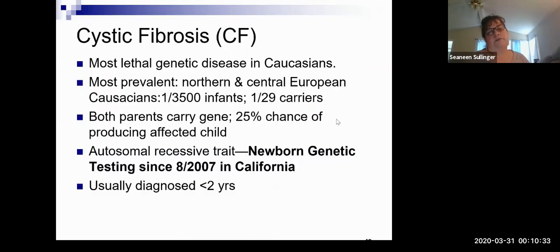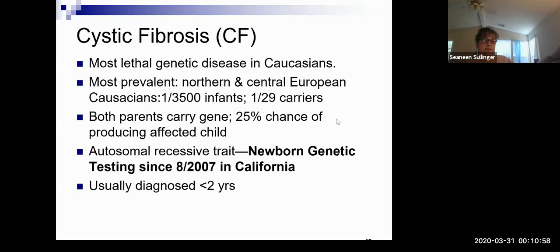All right, moving on to cystic fibrosis. It's a genetic disease. It's lethal in Caucasians. You generally see it in Northern Central European Caucasians. Both parents have to carry the gene, with a 25% chance of producing an affected child. So it's an autosomal recessive trait, usually diagnosed before the child's 2 years old.